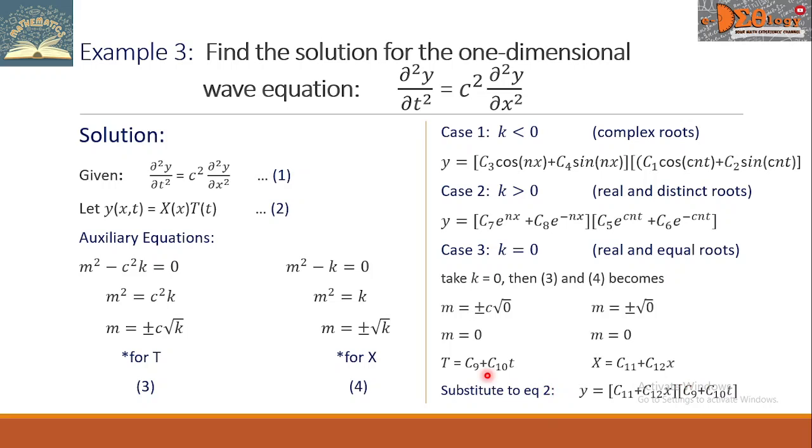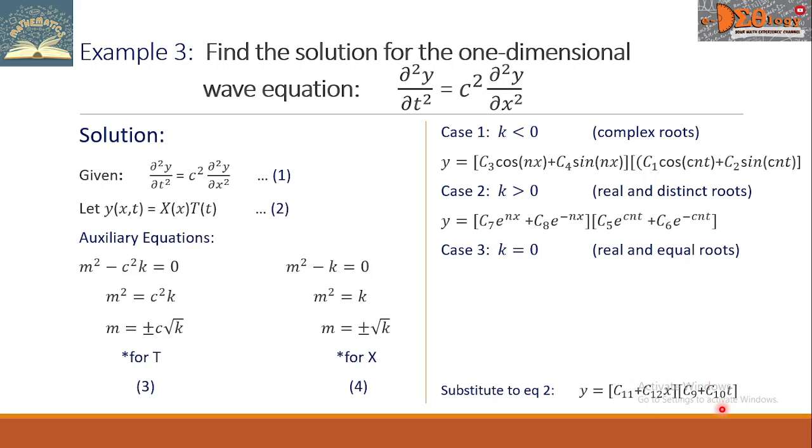Then we substitute the corresponding values, the X and the T, to our equation 2 here. So we have y equals the value for the X multiplied by the value of the T. Here we have now the answers for the cases 1, 2, and 3 respectively.